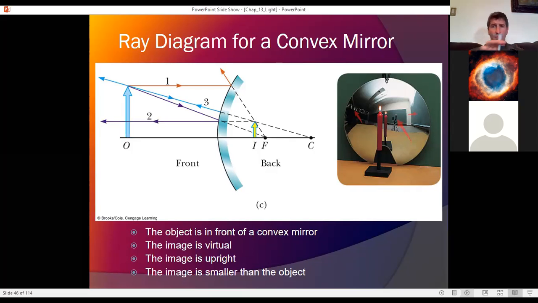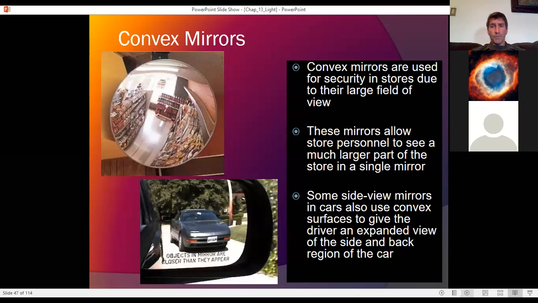We can see the entire room, even with a very small convex mirror. So it gives us a big field of view, even though the images look smaller, okay? Where would this be an advantage? Well, in a convenience store, okay? These security mirrors are really inexpensive, much cheaper than putting up cameras, although cameras are getting cheaper and cheaper.